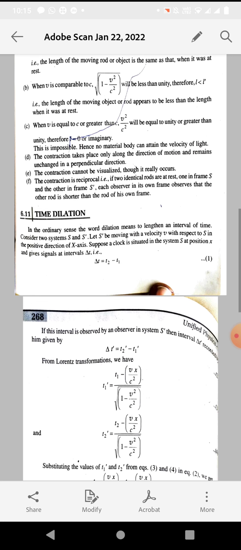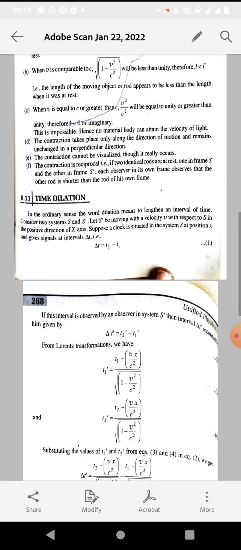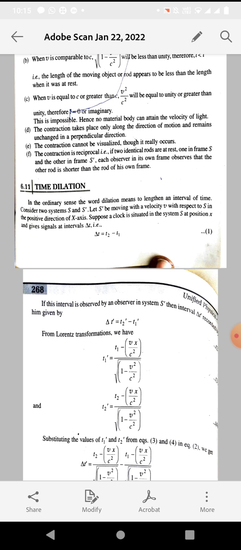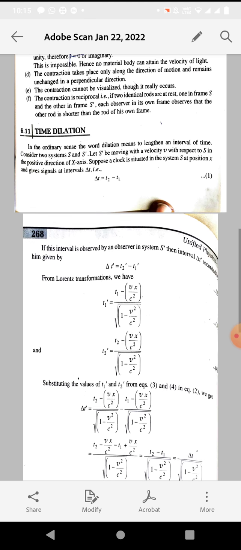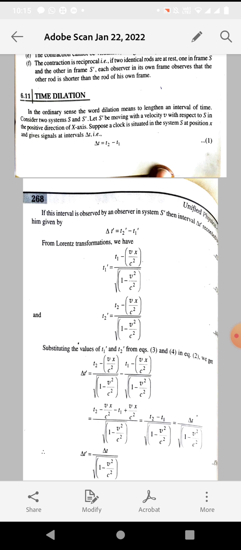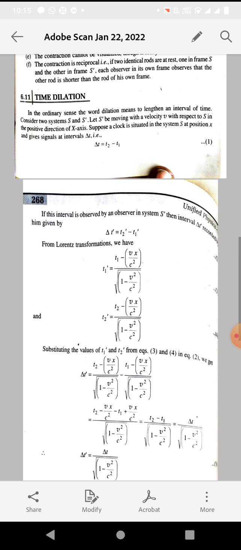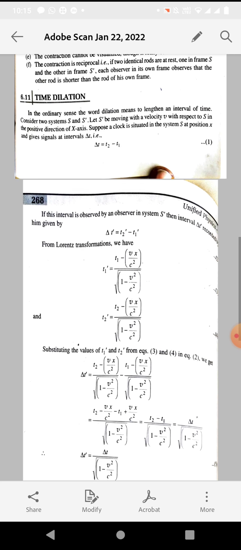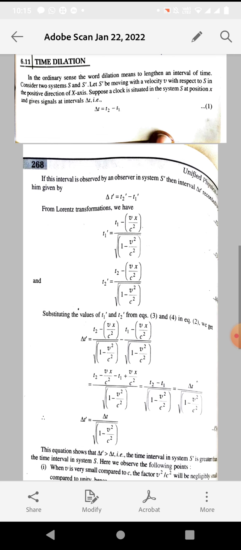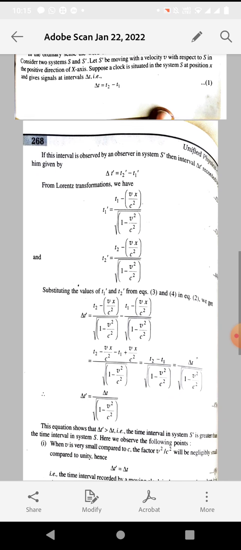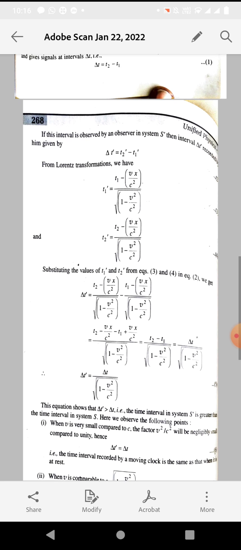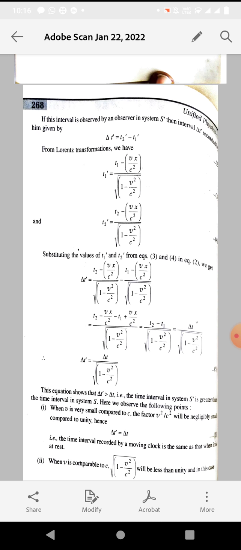See here, the change in time in S dash is given by delta t dash. By simplification, we use the Lorentz transformation equations for delta t in the S frame and delta t dash in the S dash frame. By substituting these values, we get delta t dash is equal to delta t divided by the square root of 1 minus v square by c square. Finally, this equation concludes that delta t dash is greater than delta t.